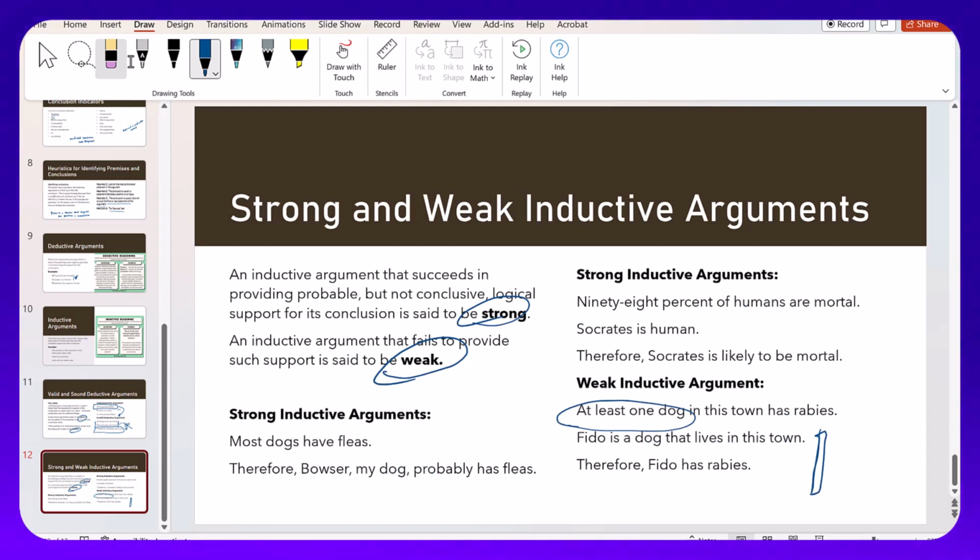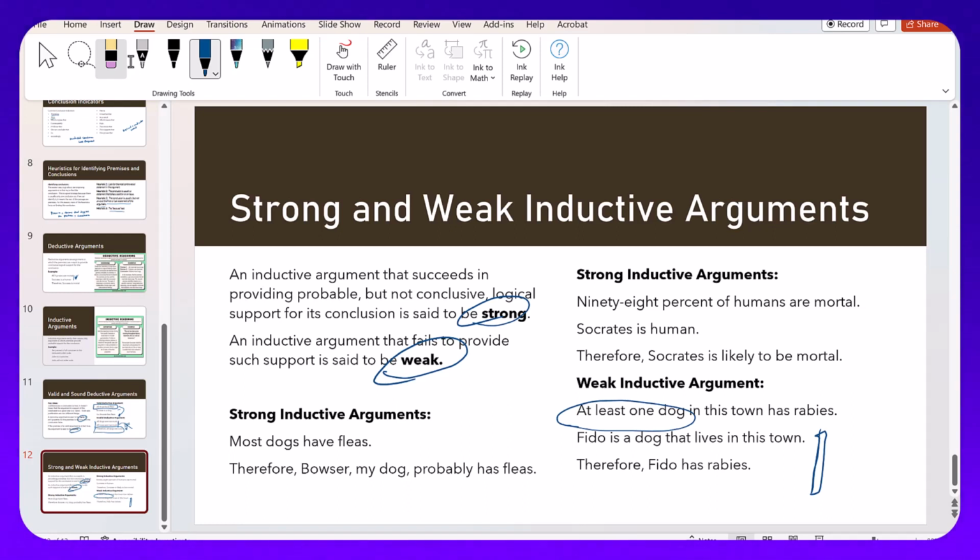So again, strong ones that have logical support to it, and you can have even stronger. I think there's this sliding scale of strongness, if you will, of better to worse, essentially. You can have what's not the best strong argument, but it's still a strong inductive one. So there's levels, right? Most dogs have fleas, therefore my dog Bowser probably has fleas. Where on the sliding scale of probability is that? And some are going to be more clear cut. Like, yeah, that's a good chance versus it's likely, right?